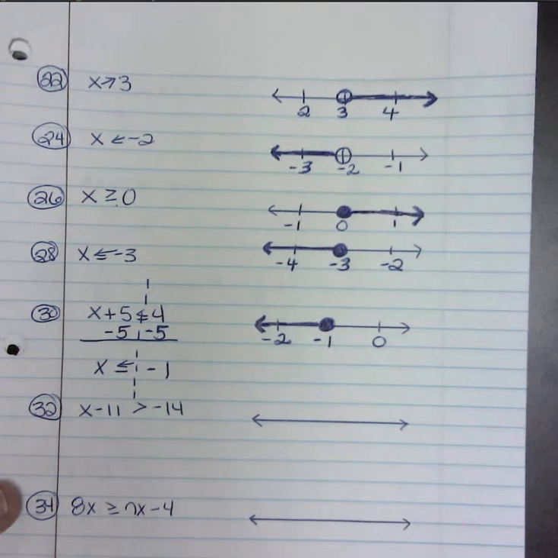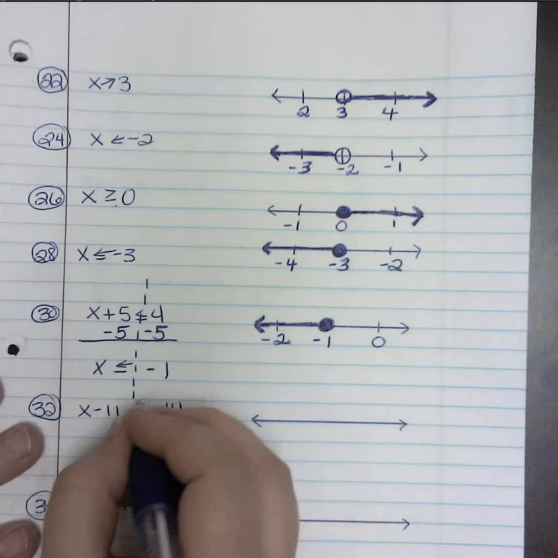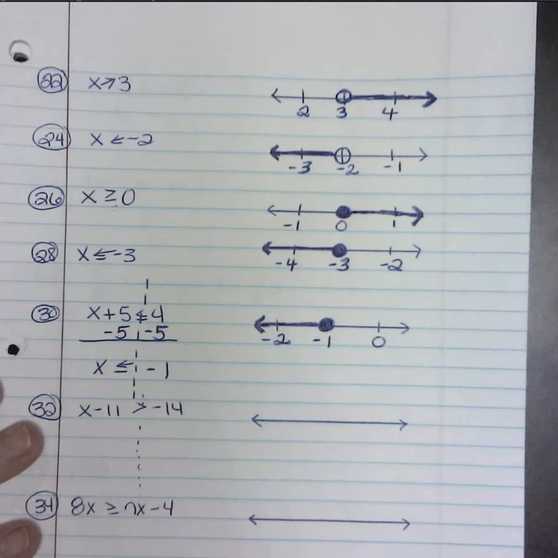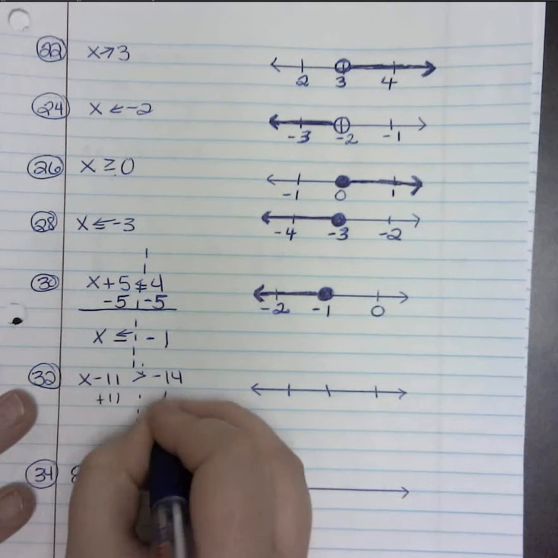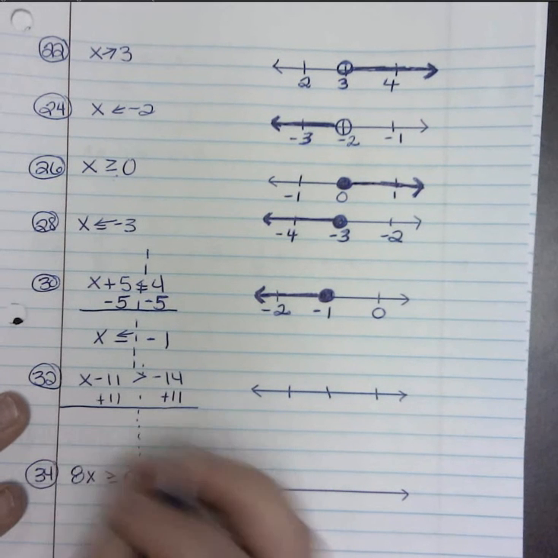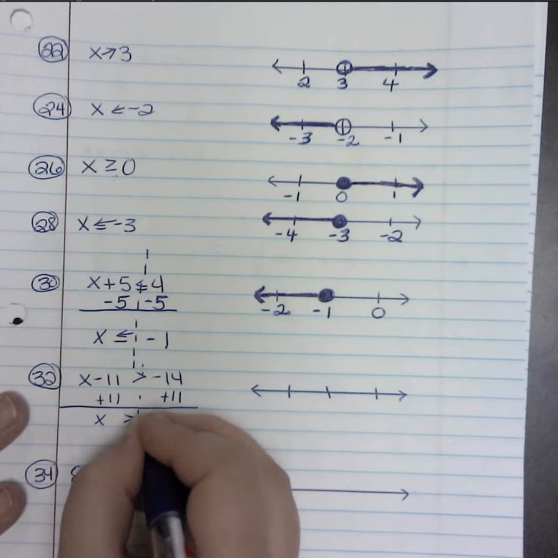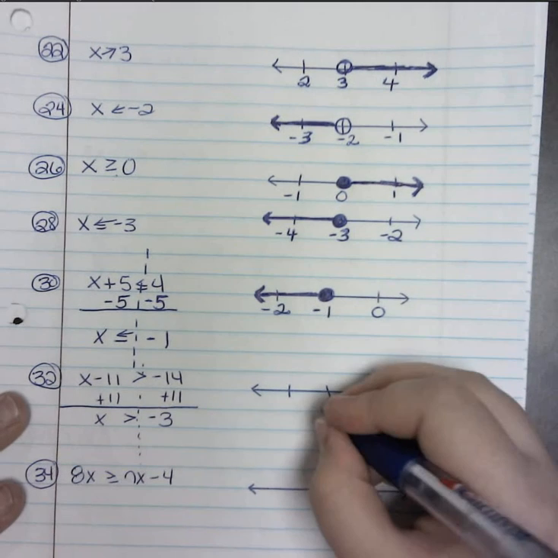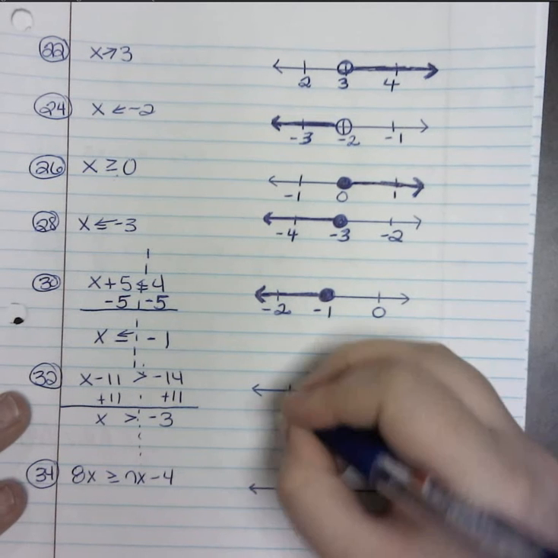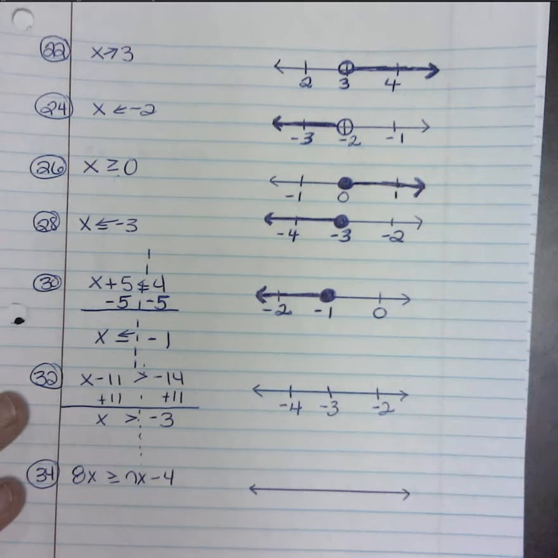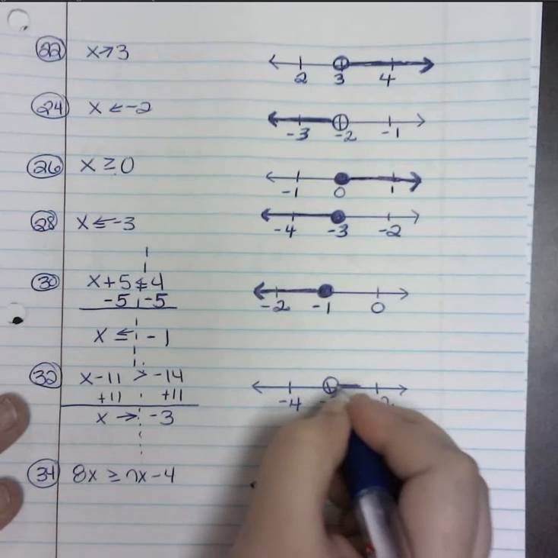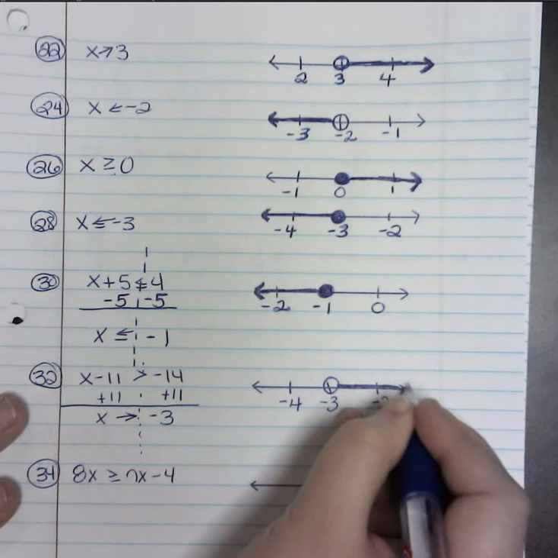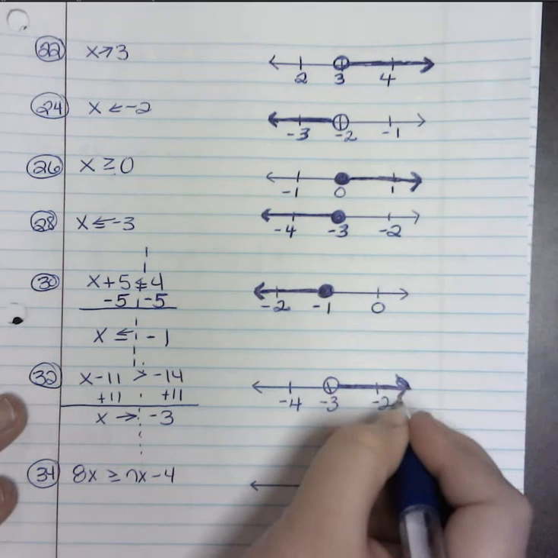Okay, problem number 32. Again, we're going to imagine that that line is there. And on 32, we're going to need to add 11 to both sides, which gives us x is greater than -3. So I've got my -3, -2, and -4. So I'm going to use an open circle on my -3, and I'm going to shade to the right. And remember, that arrow trick only works when x is on the left. So really make sure that you don't forget that part.